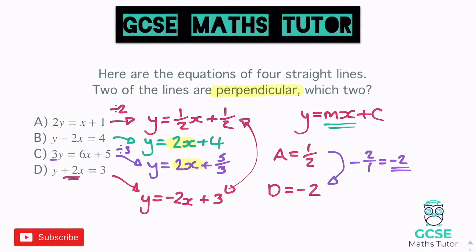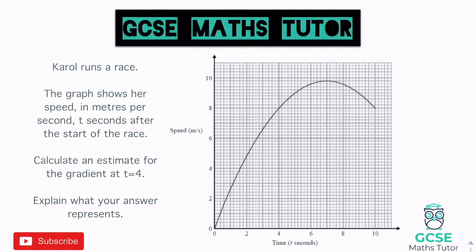But we're going to be having a look at some line equations next, where they might not necessarily already be in the form y equals mx plus c, and that just hints to you that you do have to change them first. Okay, so this question says, Carol runs a race. The graph shows her speed in meters per second, t seconds after the start of the race. Calculate an estimate for the gradient at t equals 4 and explain what your answer represents.